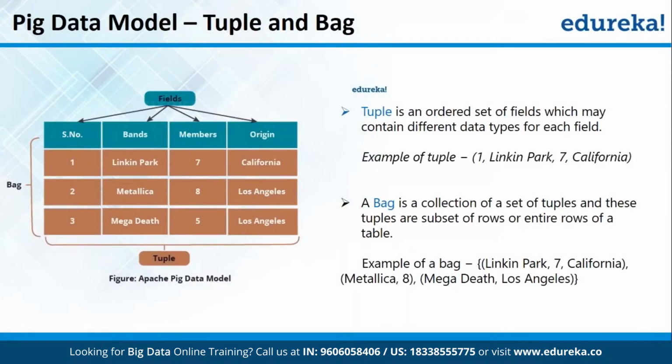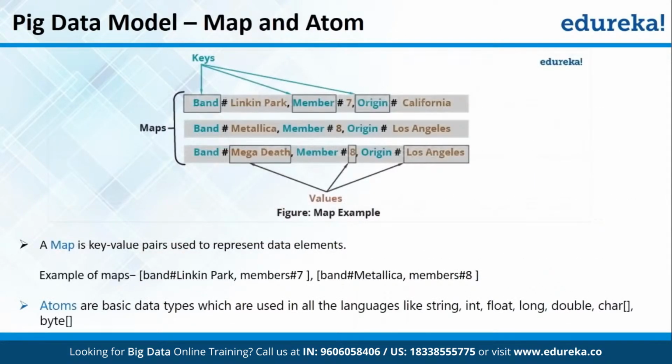Let's move on to the next slide now and understand what is a map and an atom. First of all, we'll understand map. A map is nothing but a set of key value pairs, just like any other programming language. So right here, the text before the hash is nothing but the keys.